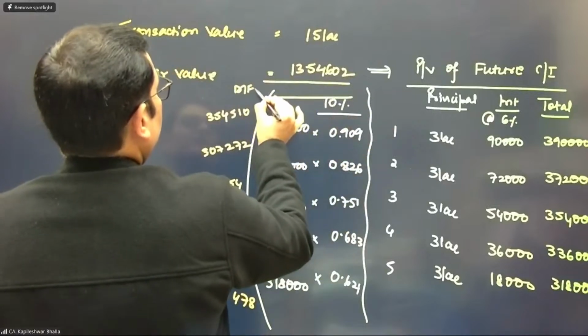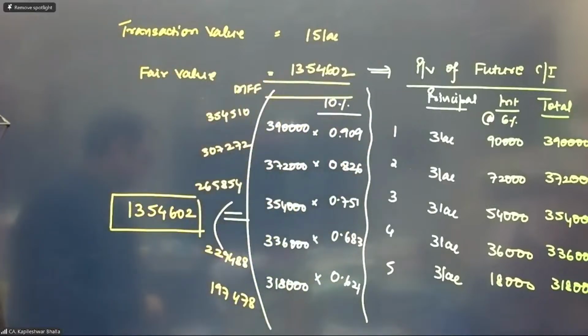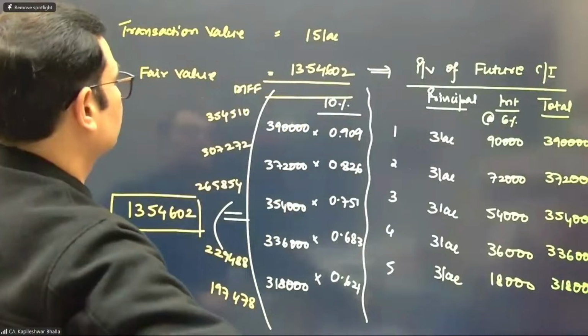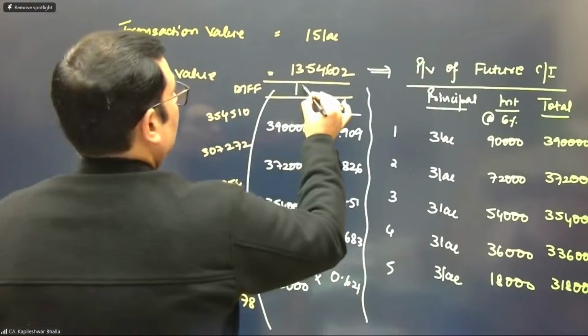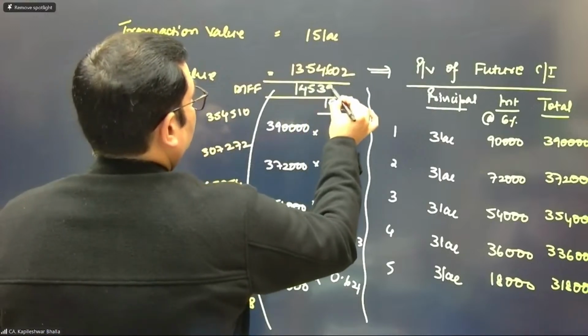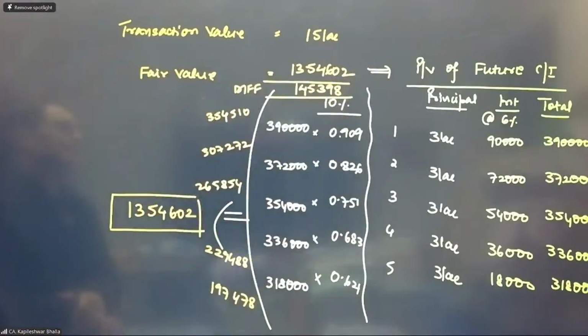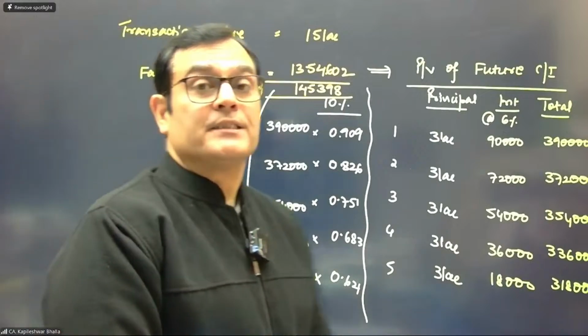Okay, so let's also get the difference between the two. So that difference is the perquisite value as well. Sir, it is 1,45,398. Right, 145398 is the difference. Now we can see the entry which will be done at the inception.